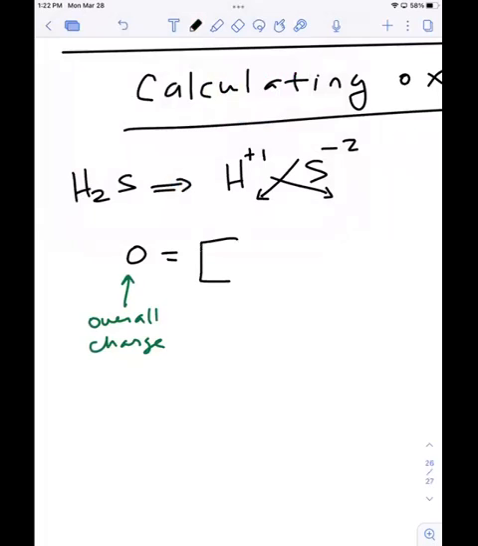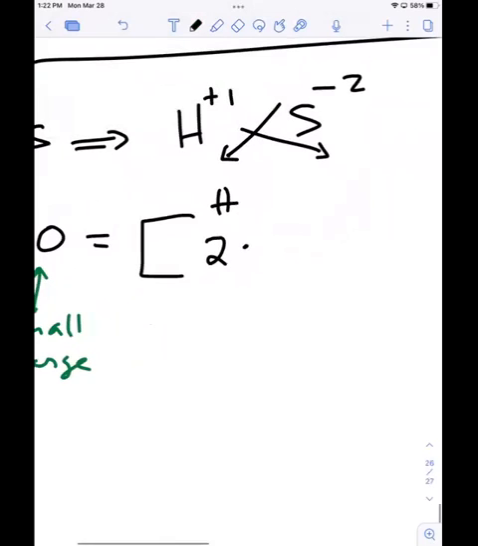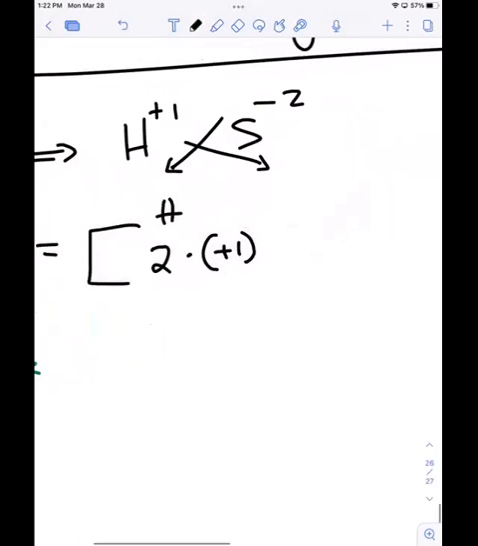So for hydrogen, we know that we have 2 hydrogens, and we know that the oxidation number for hydrogen, based on the rules that we just went over, is going to be +1 if it's with a non-metal. Everybody following that? Yes, sir. And then we're going to add, this is a sum. So for sulfur, if we don't know it, we're going to just make that X. And all we're going to do now is solve for X.